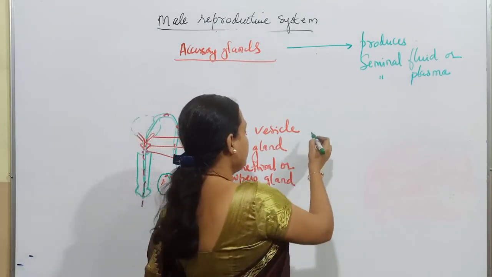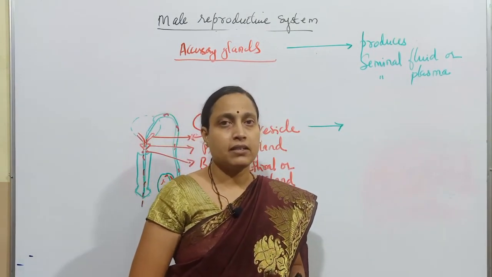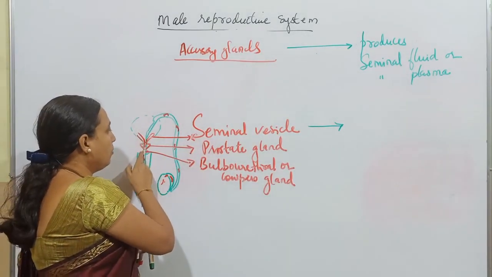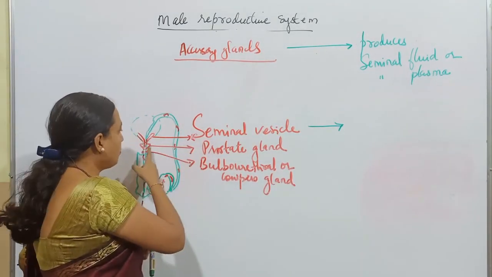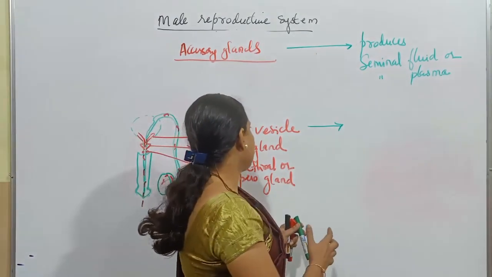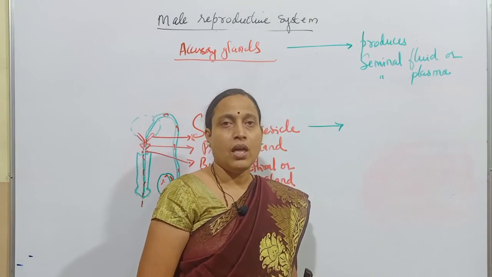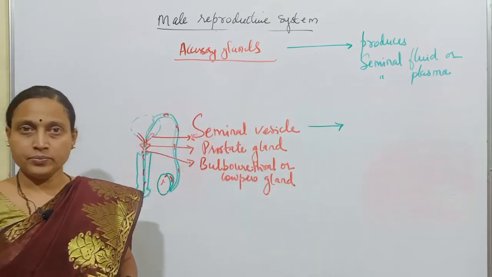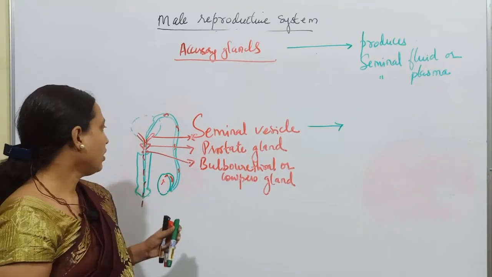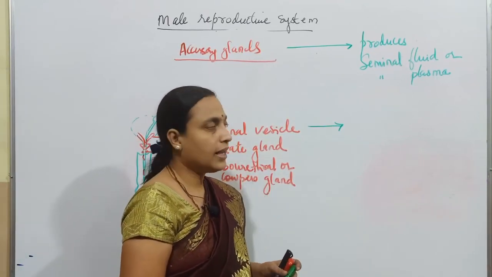Now first, about the seminal vesicle. As you can observe the glands here, the seminal vesicle is paired, the bulbourethral gland is paired, but the prostate gland is only single, it is unpaired. So it means that there is a right seminal vesicle and a left seminal vesicle, paired; the prostate gland only one, unpaired; whereas the bulbourethral glands are also two in number. So first is the seminal vesicle, a paired accessory gland.